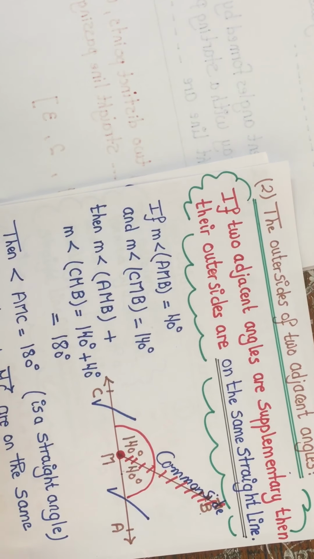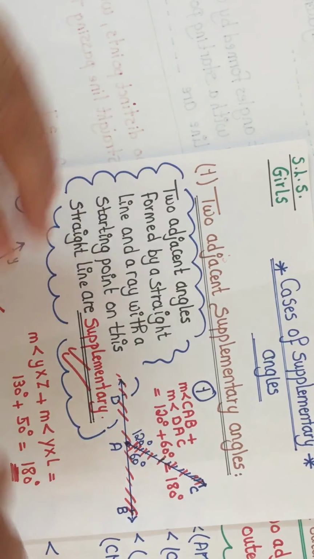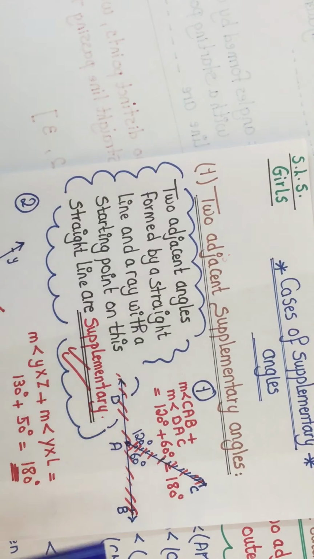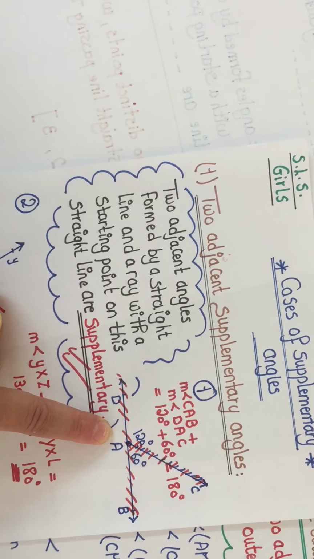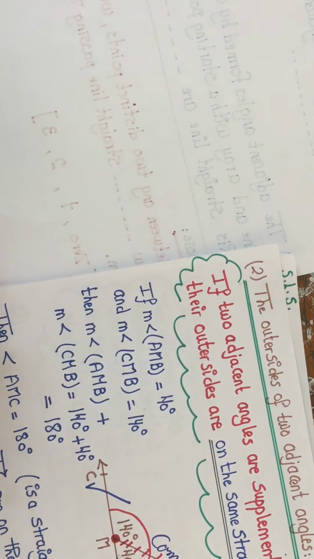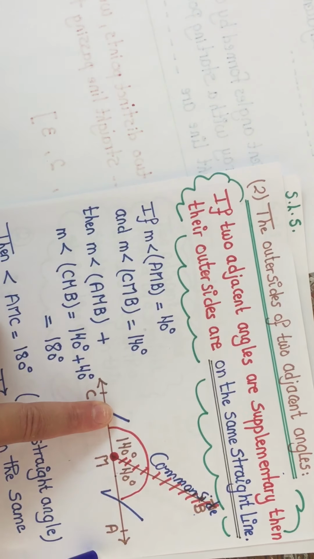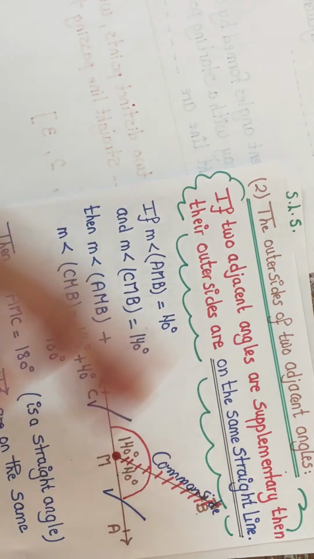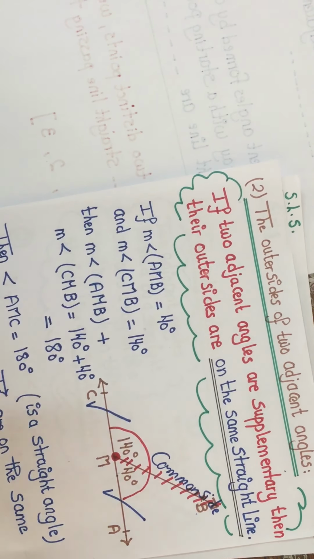So let's revise again. What did we say about the first case? The first case said two adjacent angles formed by a straight line and a ray, and the starting point of the ray on the straight line, this means both of them are supplementary angles. The opposite, let's take the opposite, the second case. If we have two adjacent angles and I told you they are supplementary angles, then their outer sides, the sides that the common side lies between, are on the same straight line.